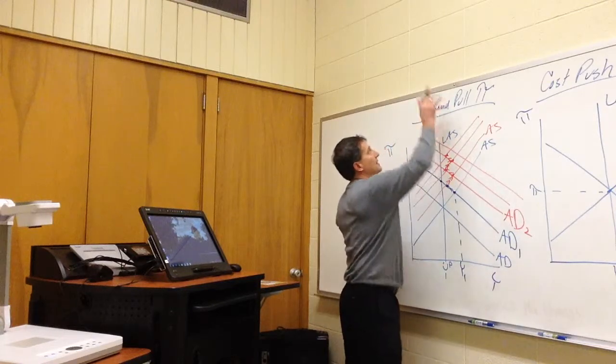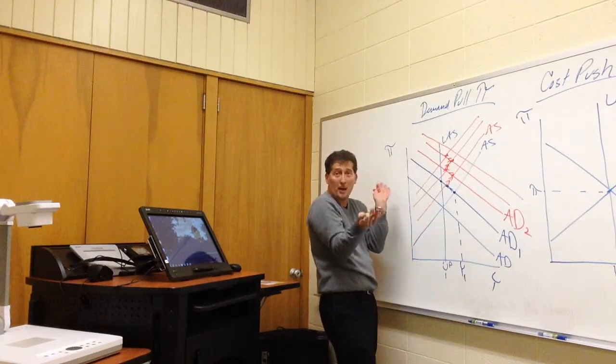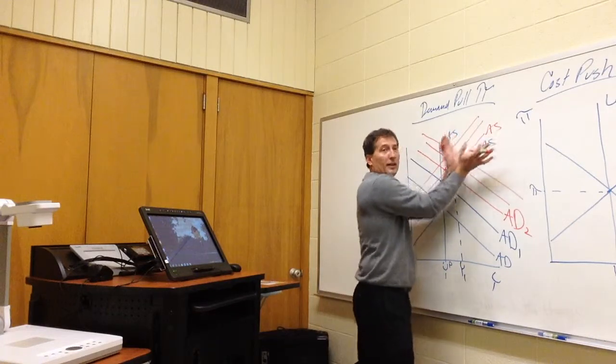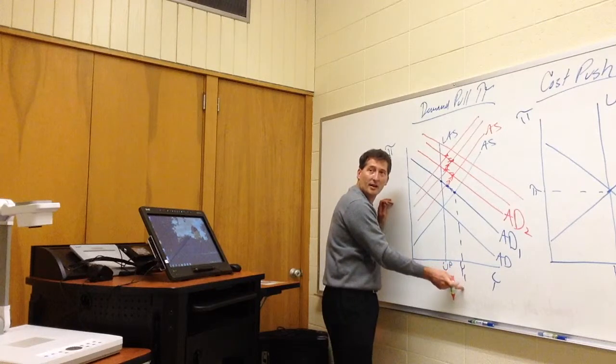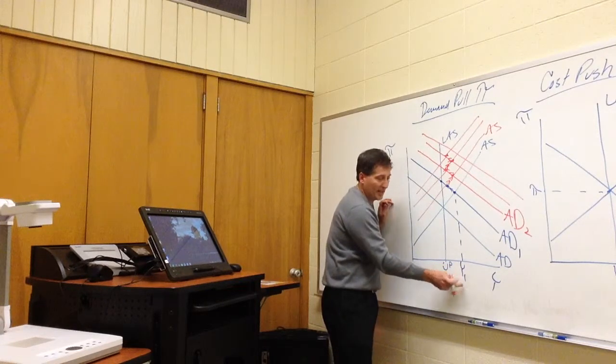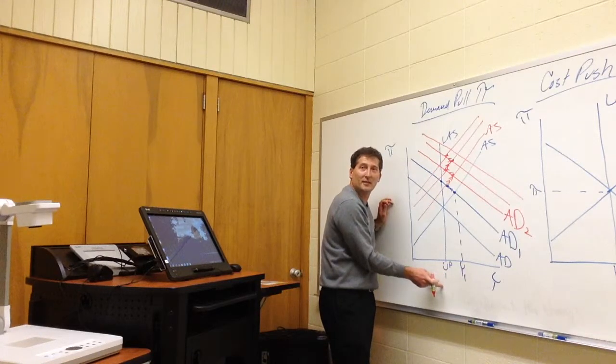And it creates this demand pull. The demand curve is continually, through fiscal or monetary policy, pulling the inflation rate up because we're chasing a dog that don't hunt. We're chasing an output level that's beyond our long-run potential.